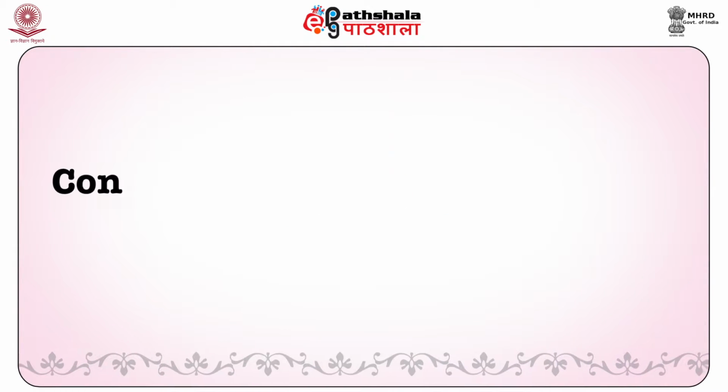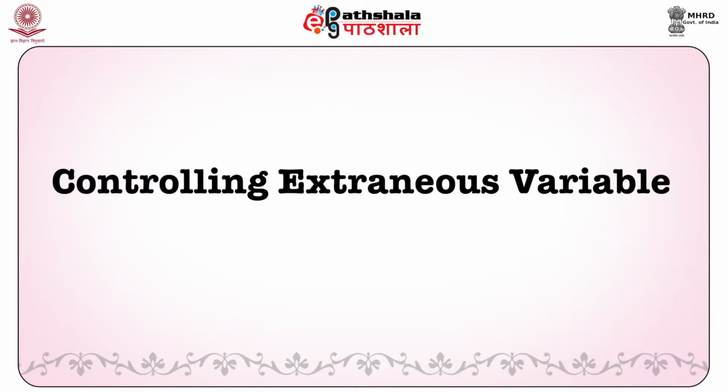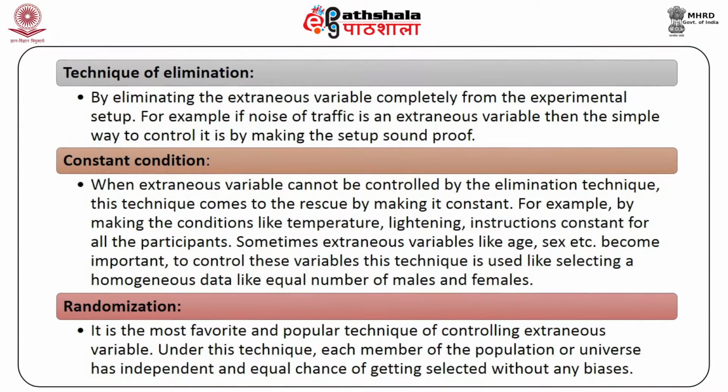There are three important ways by which we can control extraneous variables. First is controlling extraneous variables by the technique of elimination, that is, by eliminating the extraneous variable completely from the experimental setup. For example, if noise of traffic is an extraneous variable, then the simple way to control it is by making the setup soundproof. Sometimes this technique is very difficult to manage, like variables in age, sex, etc., which cannot be completely eliminated.